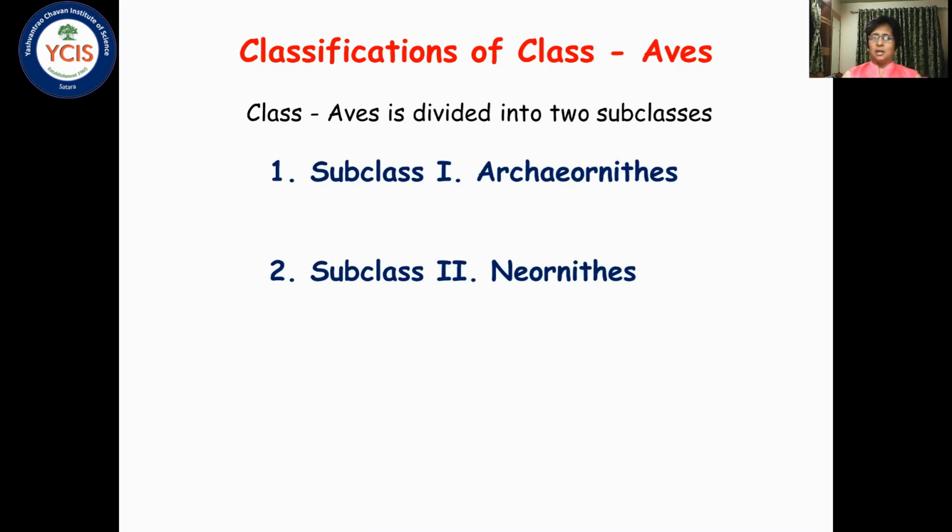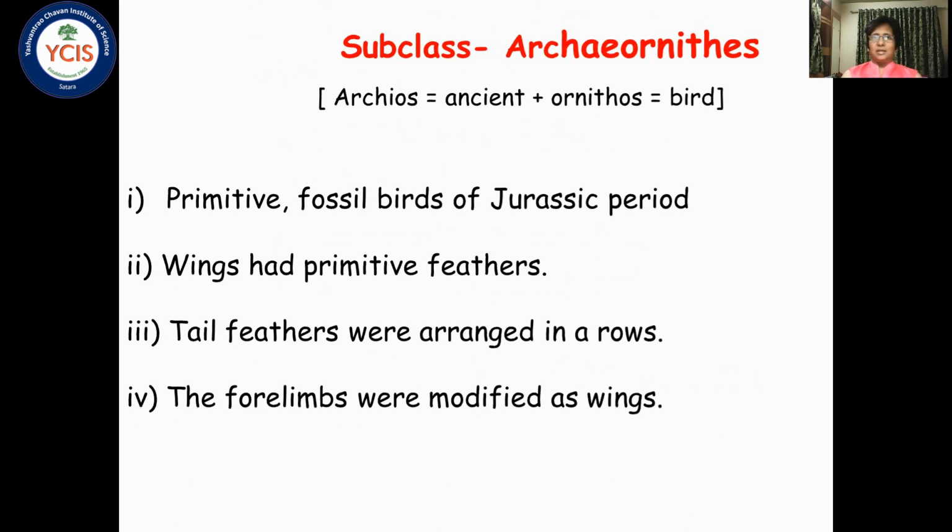Subclass 1 is Archaeornithis, and the second subclass is Neornithis. In the first subclass, Archaeornithis, Archaeos means ancient and Ornithos means bird, so it means ancient bird. That subclass includes the most primitive birds, which were found in the Jurassic period, and all of these were known from Germany.